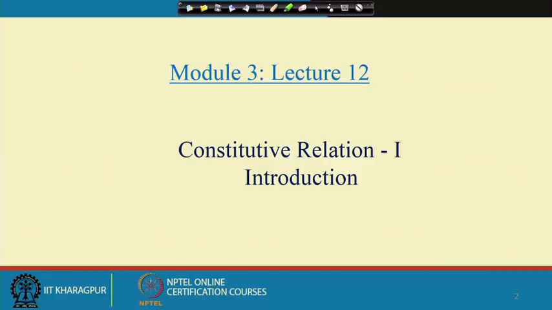This is the third module of theory of elasticity. In this module we will basically learn what is the constitutive equation or constitutive relation of a material. Not only in this module, in the next module also we will discuss constitutive relation.